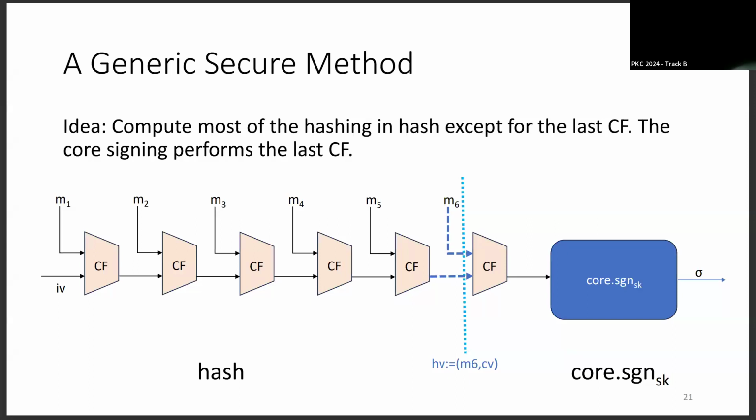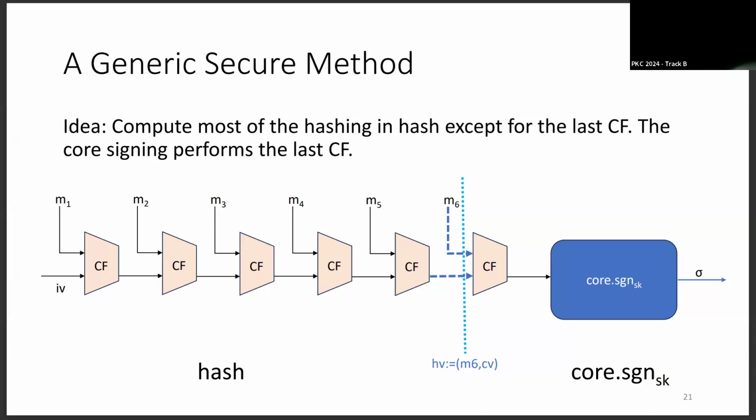What we propose is to cut down the Merkle-Damgard chain such that the last compression function is actually executed inside of the sign, meaning that your whole message, which is like 10 megabytes or several gigabytes long, is compressed into one chaining value and one last block. And these are transmitted to the core signing, which performs one single compression function and the rest of the core signature.